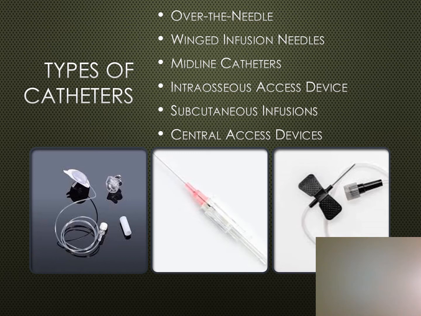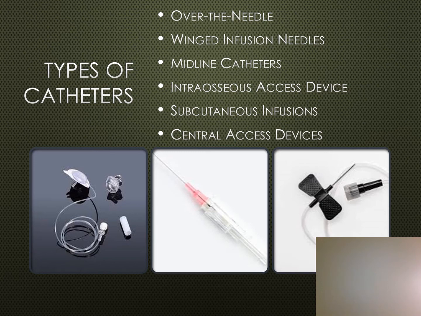So we need to consider inserting a central device when we have the solutions that have that osmolality greater than 900, the chemotherapeutic agents that we're going to be infusing for longer than 3 months, parenteral nutrition, inotropic agents, high concentrations of potassium chloride, long-term intermittent infusion therapy, if we need to do pulmonary artery monitoring, or we have failed or difficult peripheral access.